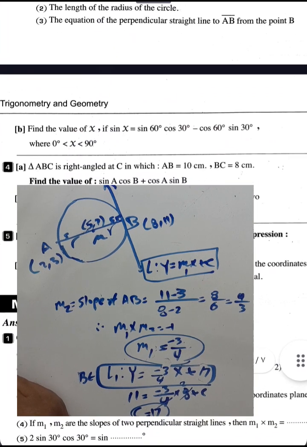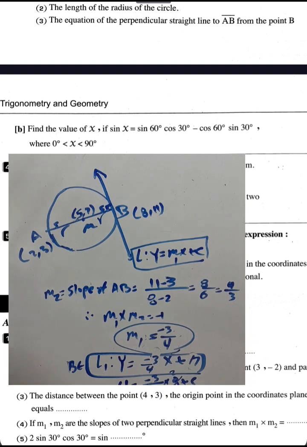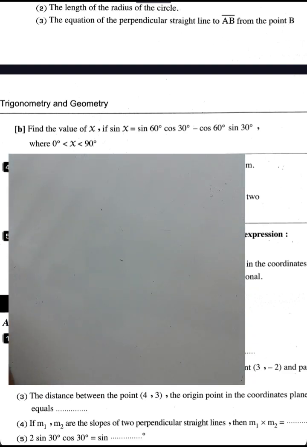Part B: find the value of x. If sine x equals sine 60 cosine 30, subtract cosine 60 times sine 30.